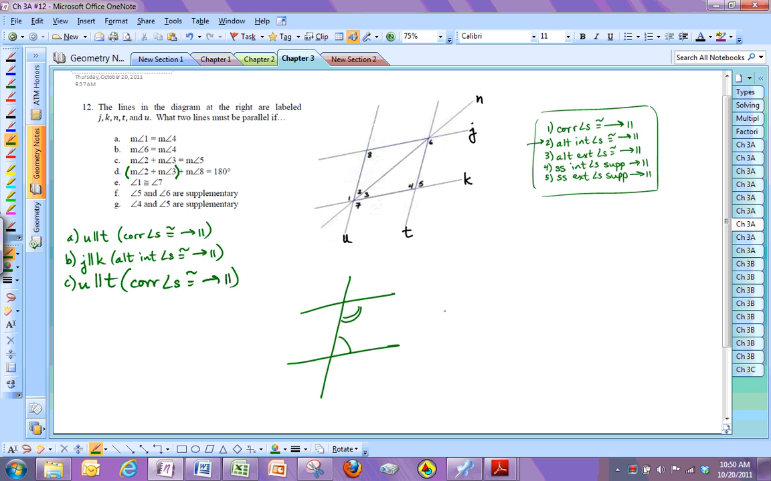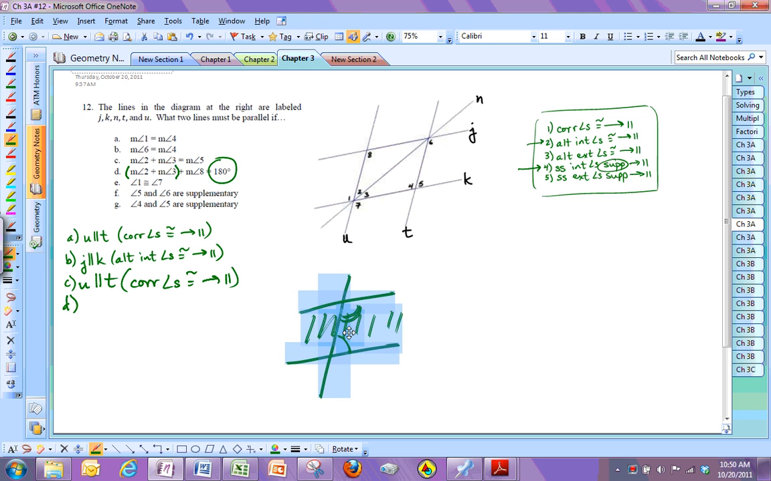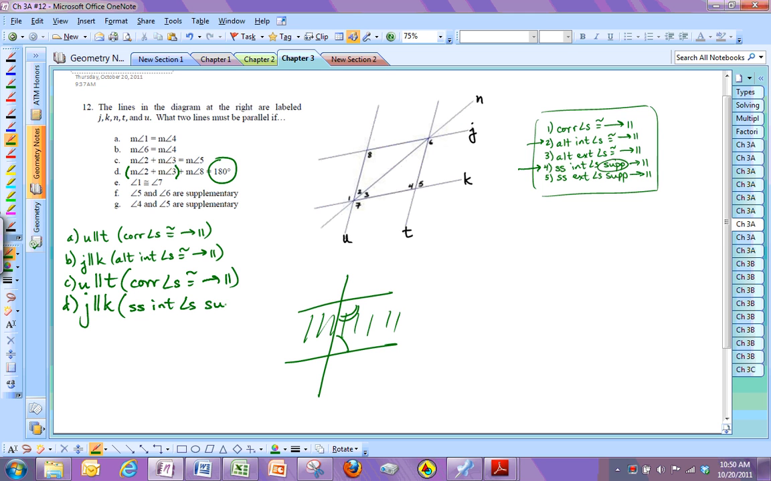they're on the same side of the transversal and they're both interior angles. And so over here we've got same side interior angles. They should be supplementary. And if you come back to our problem, they are supplementary, right? They add up to 180. So here I can say, I'll put this back, it's J and K that are parallel. J is parallel to K because same side interior angles that are supplementary give me parallel lines.